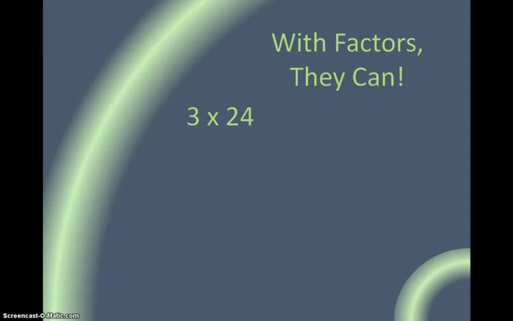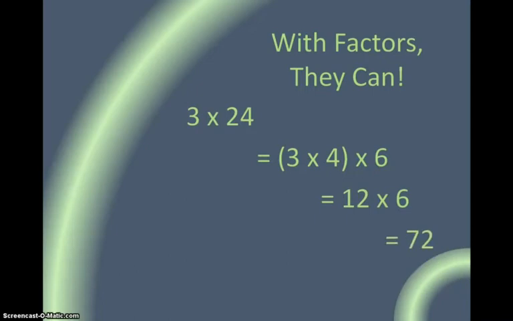Our third straightforward example is 3 times 24. 24 can be factored a number of different ways: 2 times 12, 3 times 8, 4 times 6. In this case, I'm going to use 4 times 6, and then I'm going to regroup. I'm going to group the 3 with the 4. 3 times 4 is 12, and then 12 times 6, hey, that's in our multiplication tables, that's 72. Alright, so those are our first 3 pretty straightforward examples.